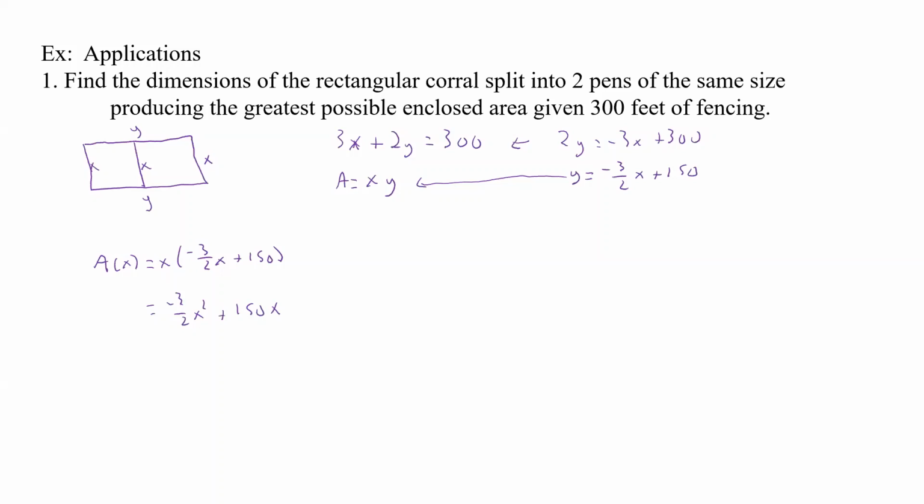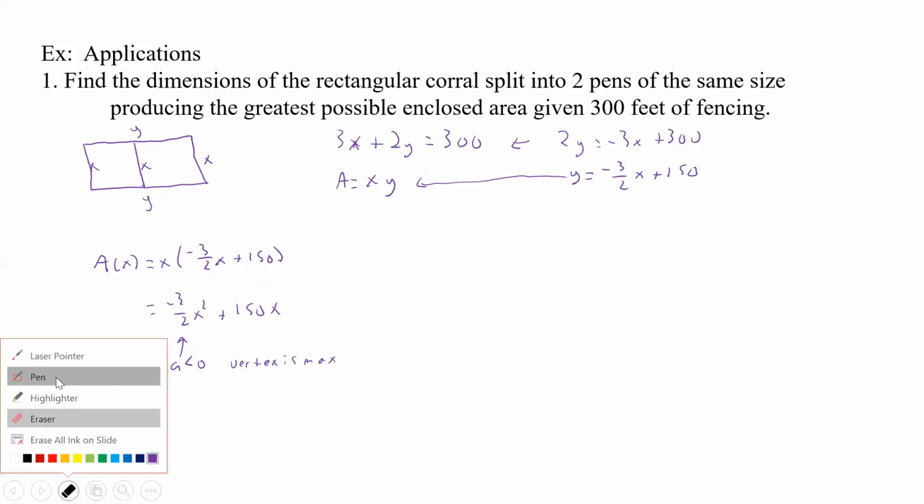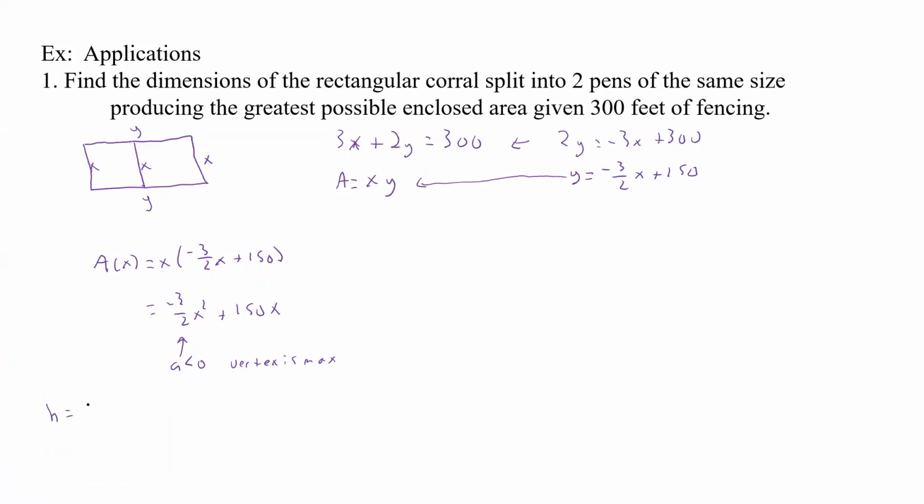So what do we know? Well, we know because here a is less than 0 that the vertex is going to be a max. And that's kind of what we want because we want the greatest possible area enclosed. And so that means once we get that vertex, that's going to give us that maximum value. So we need to find what is h.